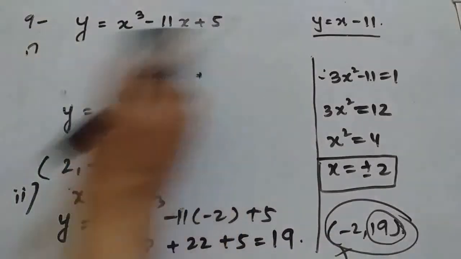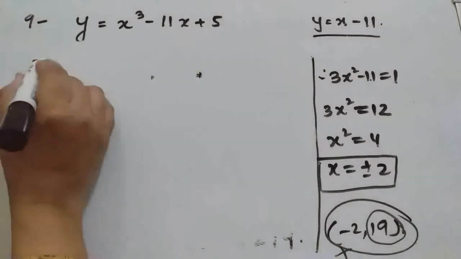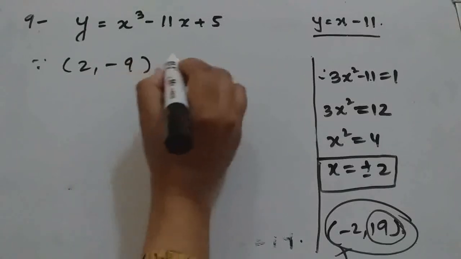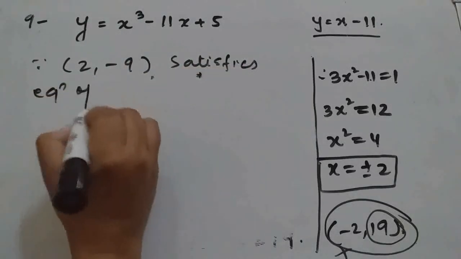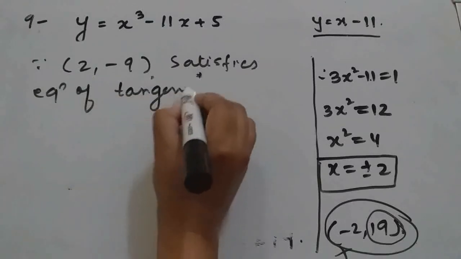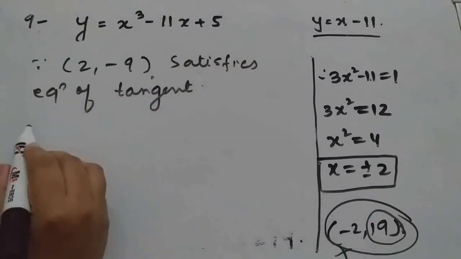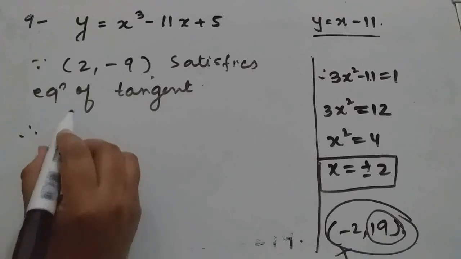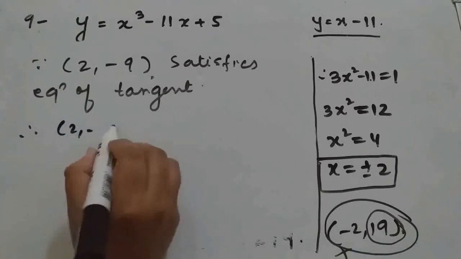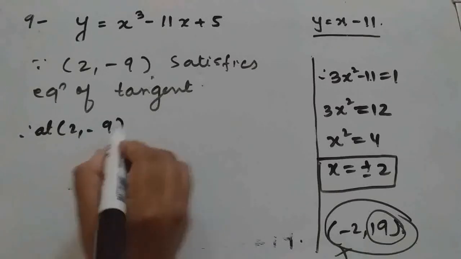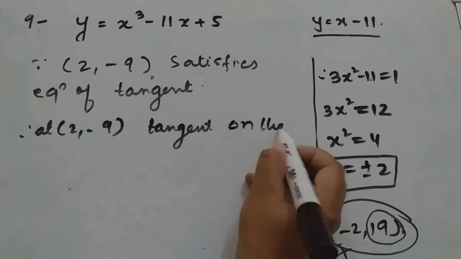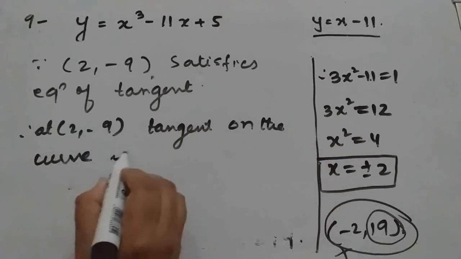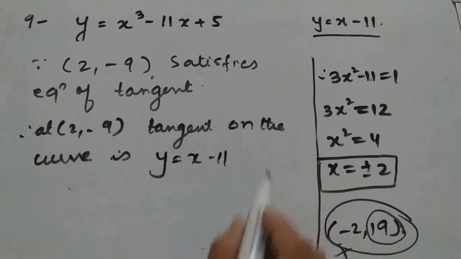But after this, what you should write here? Since 2 comma minus 9 satisfies equation of tangent, therefore final answer is: at 2 comma minus 9, the tangent on the curve is y equal to x minus 11. The other point will be invalid.